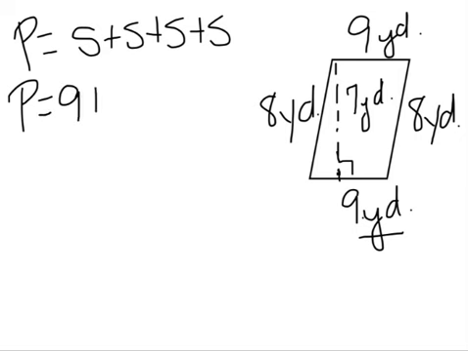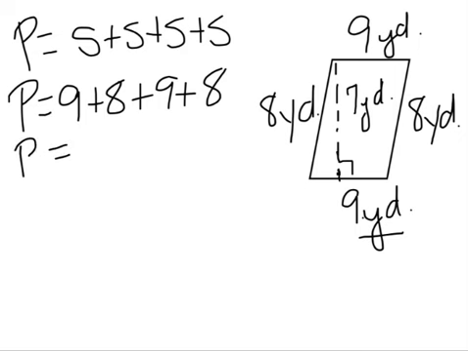We're going to say 9 plus 8 plus 9 plus 8. So my perimeter is equal to, and just plugging that into my calculator, you get 34 yards. Okay, just added up my sides, because remember, perimeter is the distance around the outside.